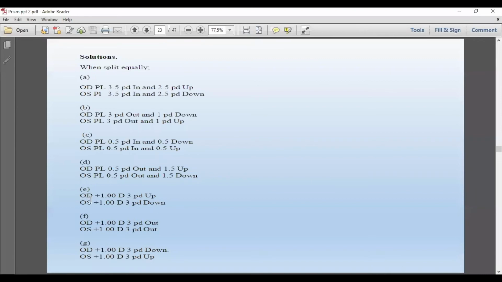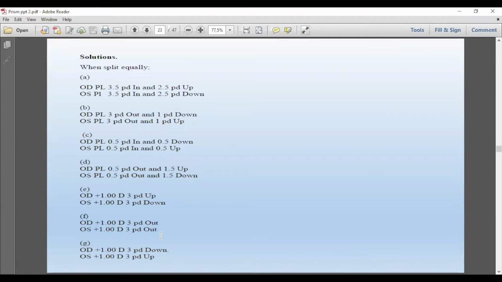Now we come over here, E. I think for E, the total was 6 up. Now we want to split it. The half of 6 is 3. So 3 up there, 3 down there. And the same thing over here, we had a total of 6 out. We halve it. 3 out for the right and 3 out for the left.